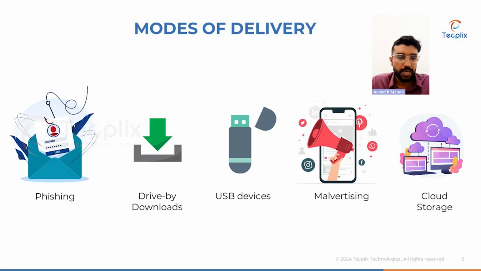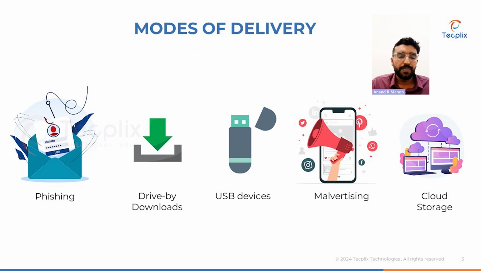Now let's discuss the different modes of delivery of these malicious documents or maldocs. First up is, as we all know, phishing. This is the most prevalent method, using malicious emails or messages to distribute these documents. The next one is drive-by downloads, the method by which malicious files are automatically downloaded to your machine while visiting a website. Another one is infection through USB devices, but that is no longer a very prevalent method due to the stringent security policies used by companies.